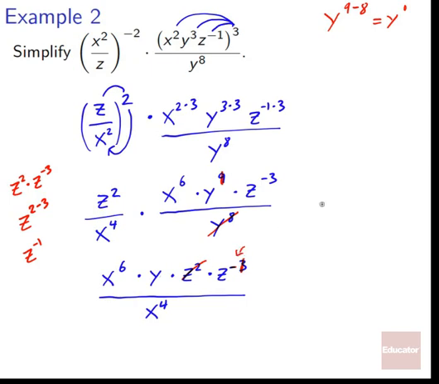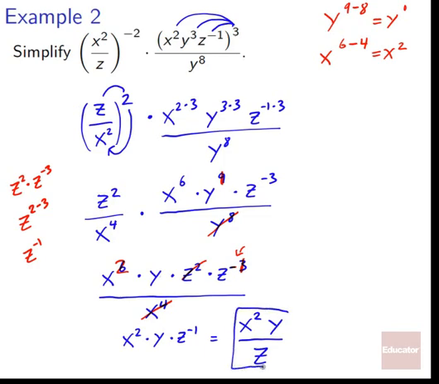X to the 6th divided by x to the 4th, that'll cancel out all but 2 of these, which we could also see as x to the 6th minus 4, which equals x squared. So we've got x squared times y times z to the negative 1, and since z to the negative 1 is 1 over z, we can write this as x squared y all over z.